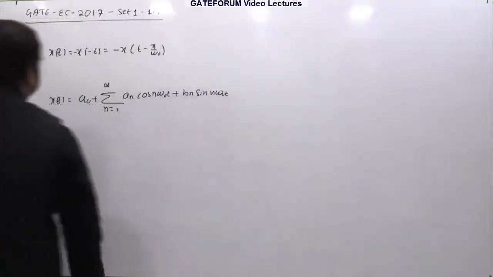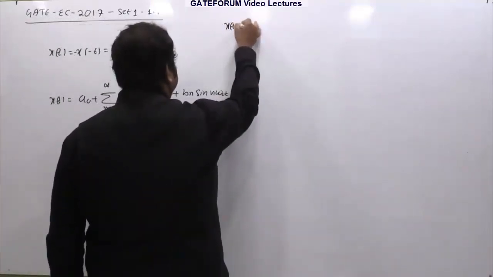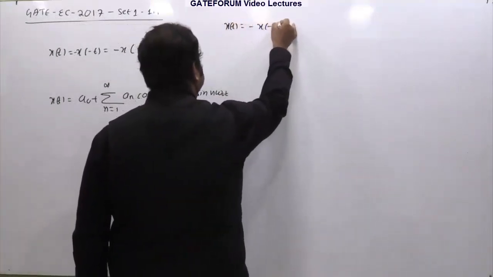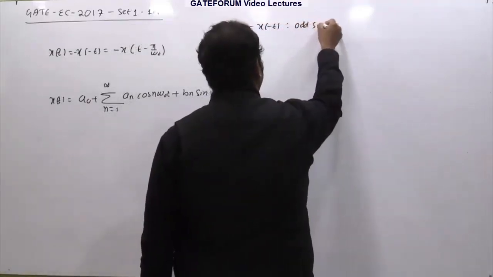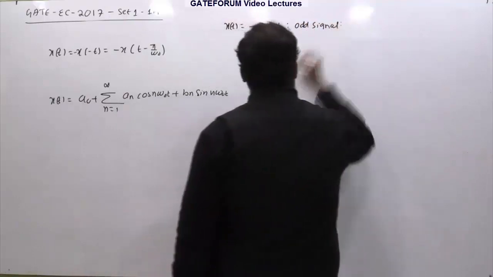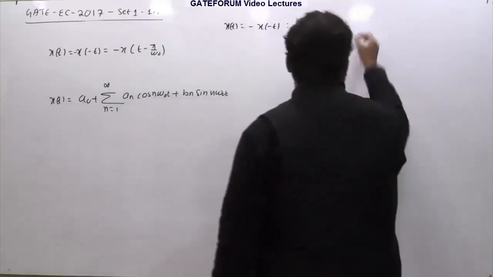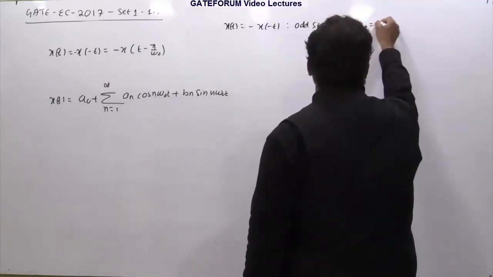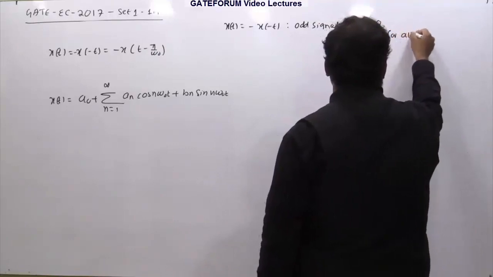Anyway, when it is said that x of t is equals to minus x of minus t, they are indicating that it's an odd signal. So x of t is an odd signal. This is the condition for an odd signal. And if it is an odd signal, you know very well that a naught equals to 0 and an equals to 0 for all n, right?